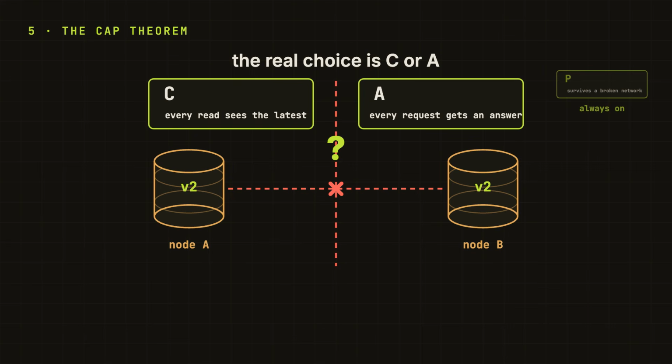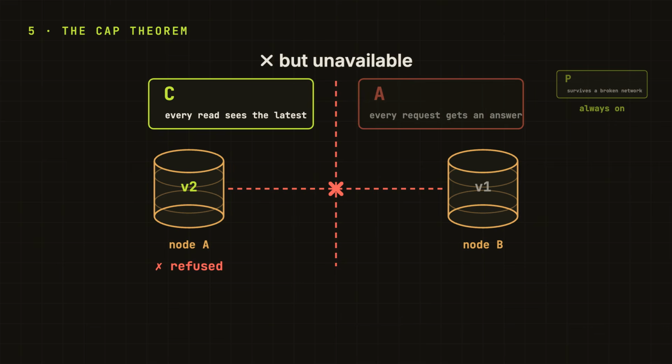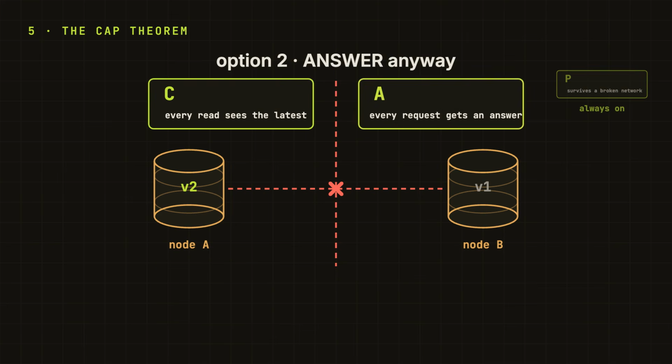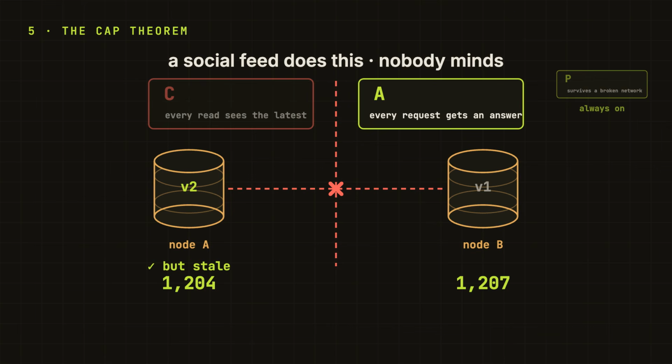Let's make that concrete because that is the part that actually matters. Imagine the network splits and a request comes in. You have two options. Option 1, you refuse to answer unless you are sure you have the latest data. That keeps you consistent, but you become unavailable for that request. That is what a bank does. It would rather show you an error than a wrong balance. Option 2, you answer anyway with whatever data you have, which might be slightly old. That keeps you available, but you gave up perfect consistency. That is what a social media feed does. Showing a like count that is a few seconds old is completely fine, as long as it always loads.